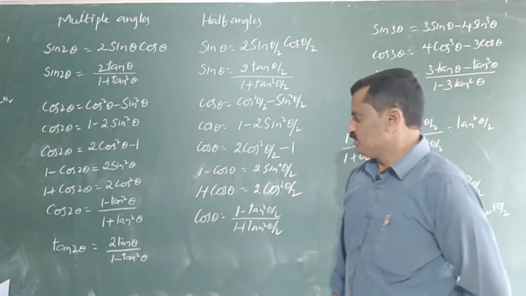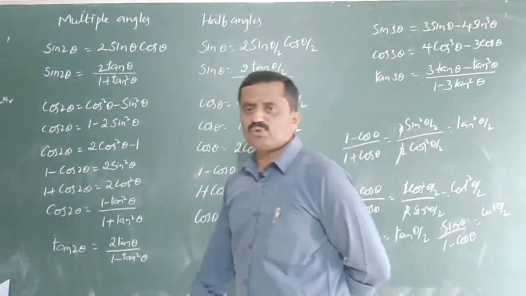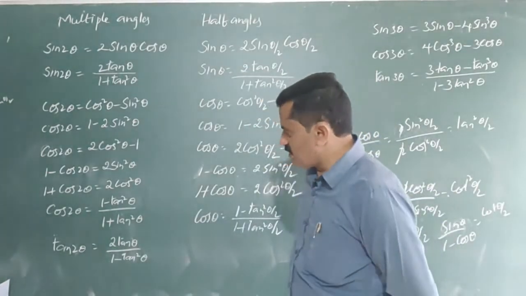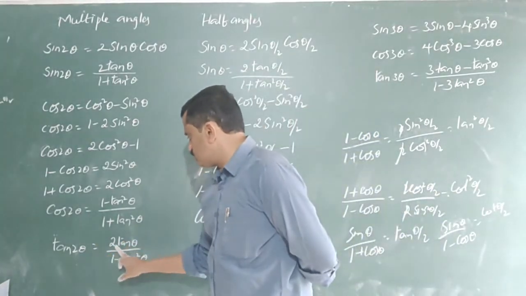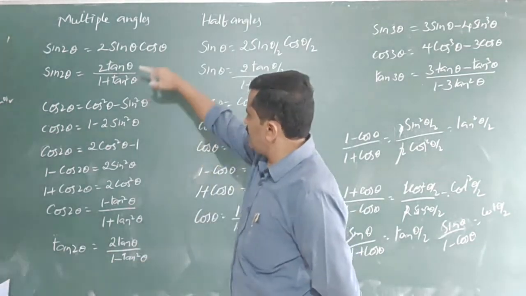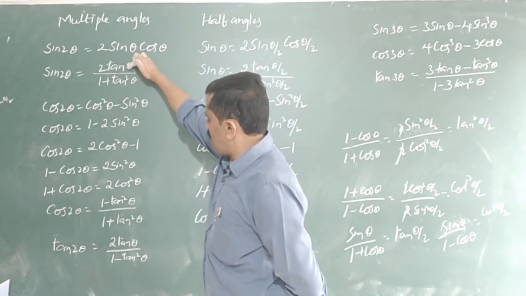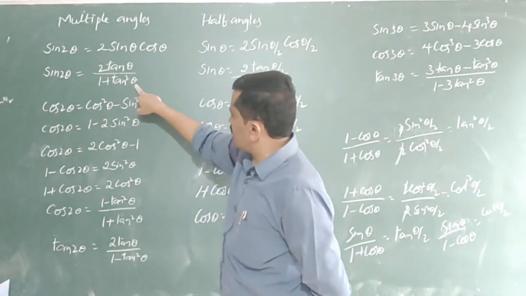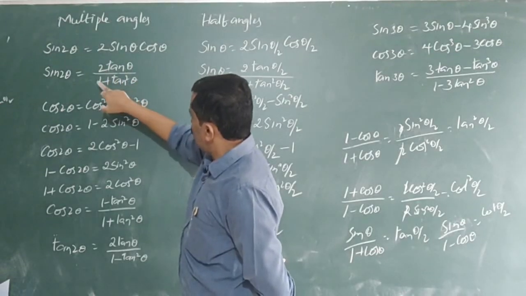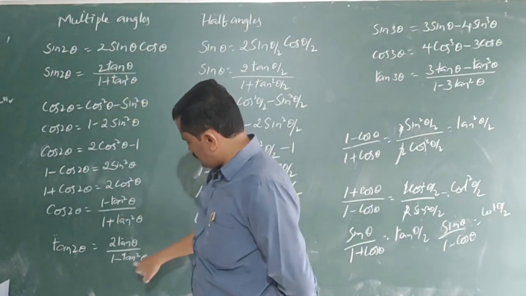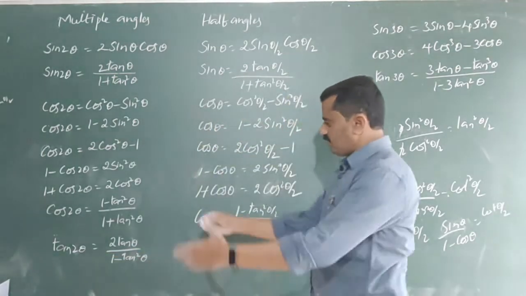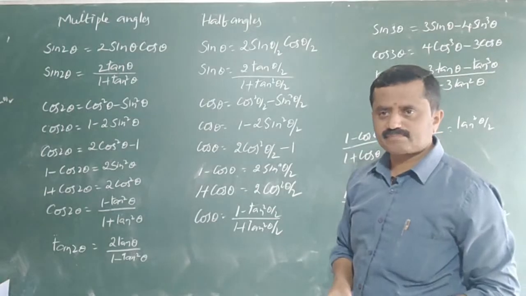Next we have tan 2 theta in terms of tan only. So tan 2 theta is equal to 2 tan theta by 1 minus tan square theta. Remember again, tan 2 theta is equal to 2 tan theta by 1 minus tan square theta. Here, 2 tan theta divided by 1 plus tan square theta gives what? Sin 2 theta, whereas 2 tan theta divided by 1 minus tan square theta gives what? Tan 2 theta.